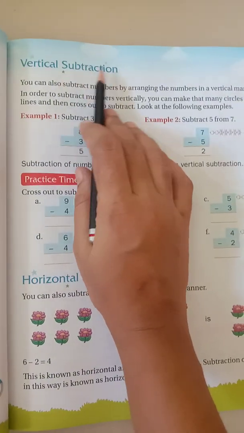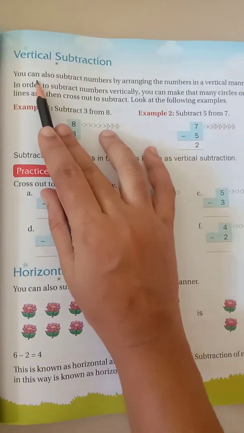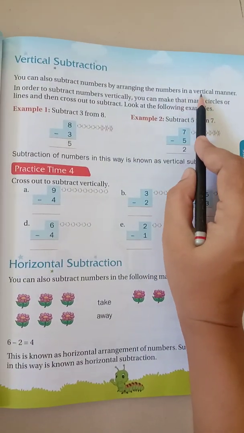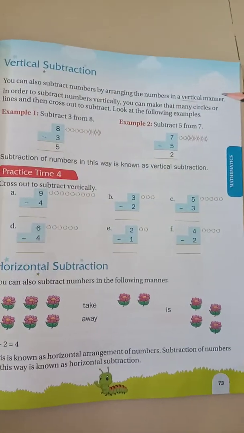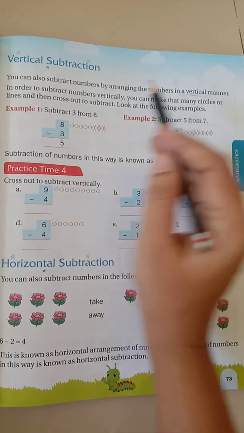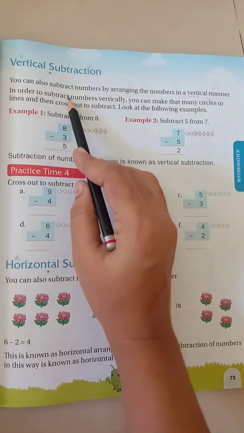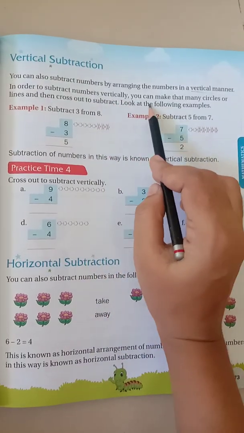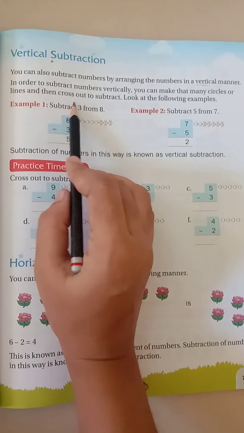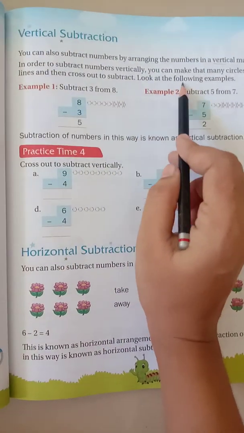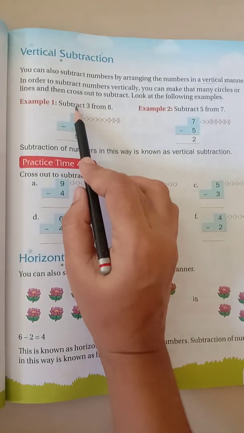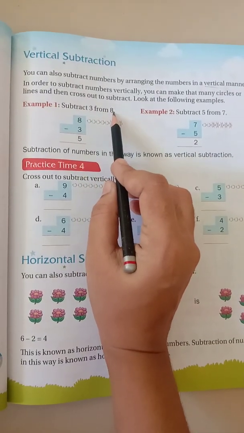Now what is vertical subtraction? You can also subtract numbers by arranging them in a vertical manner. Vertical manner means in a line, this way. In order to subtract numbers vertically, you can make that many circles or lines and then cross out to subtract. Look at the following example. Here examples are given. Subtract 3 from 8.